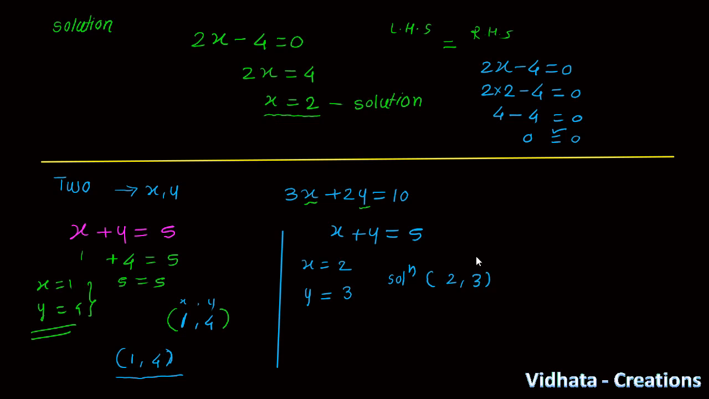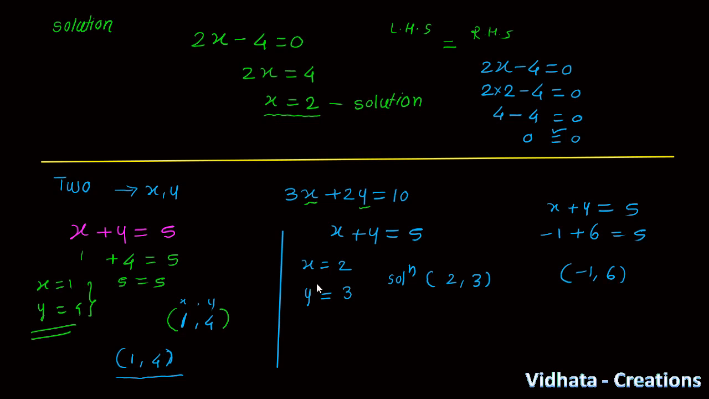Again, you can change. If you take x as 3, then y will be 2. Or I will take a different value. If you put x equal to minus 1, then what should be the value of y? In x plus y you want 5. If x is equal to minus 1, then y must be equal to 6 to get 5, since 6 minus 1 is 5. So here you can get the solution as (-1, 6).